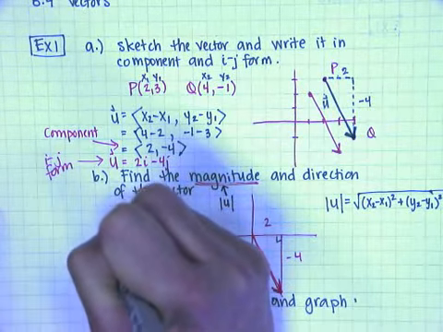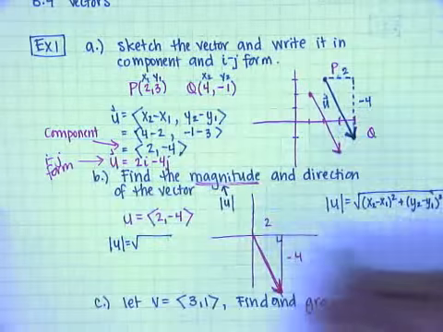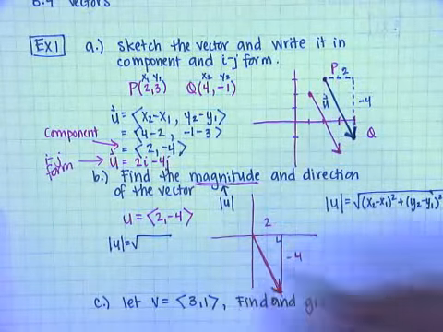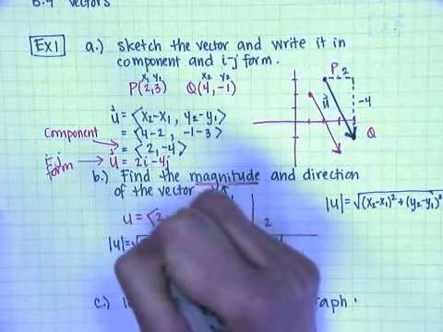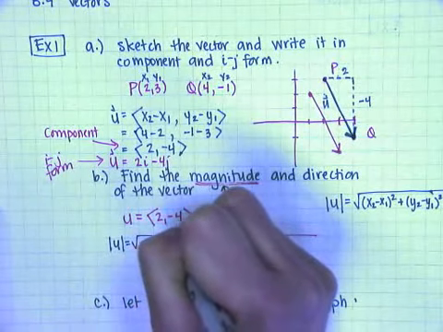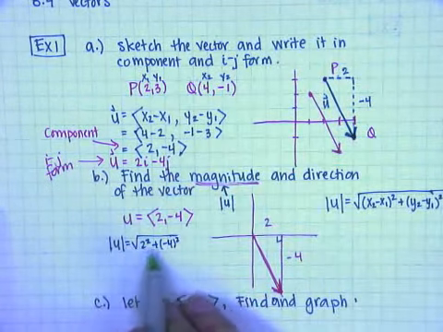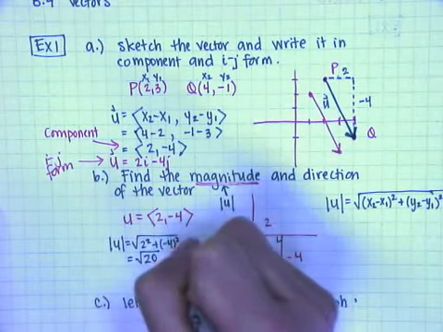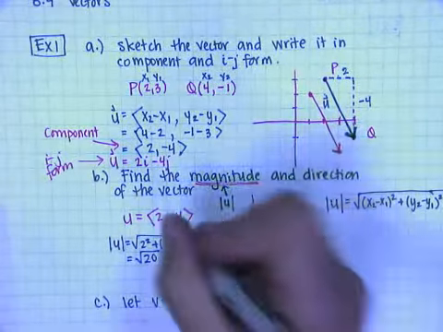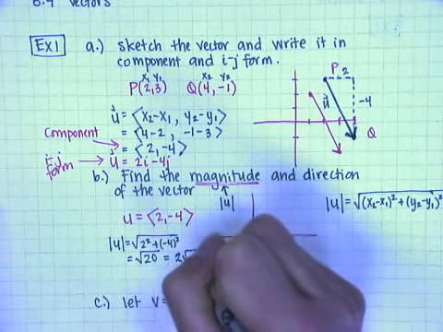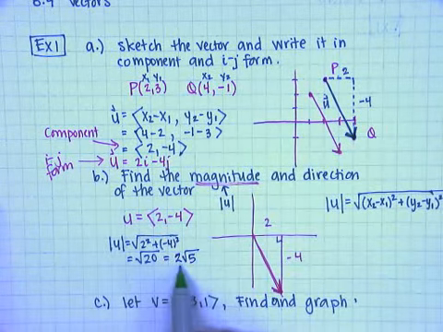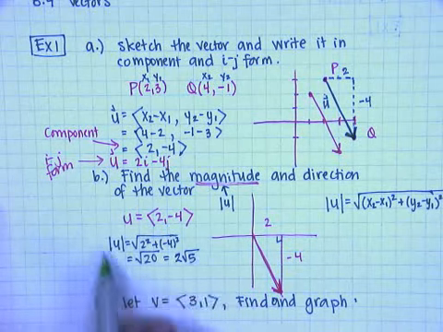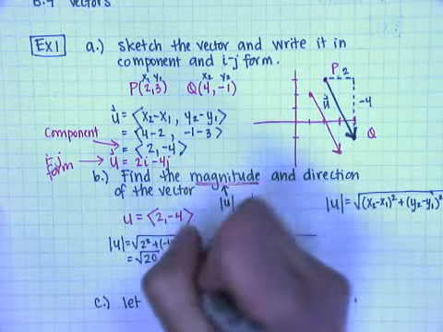So the magnitude of u is the square root of, well, I know a squared plus b squared equals c squared, so 2 squared plus negative 4 squared. Let's see, 2 squared is 4, negative 4 squared is 16, so this is root 20, which simplifies down to 2 root 5. Because the square root of 4 is 2, and 4 times 5, yep. So there's the magnitude of the vector, the magnitude of u right there.